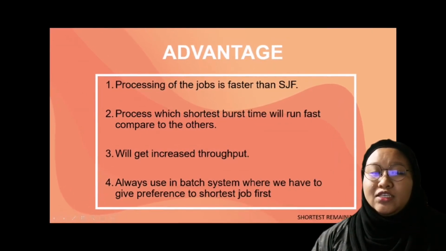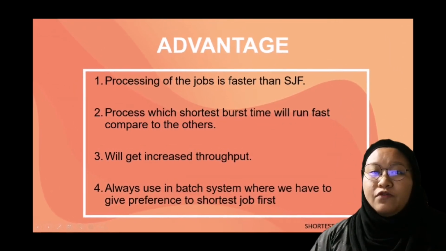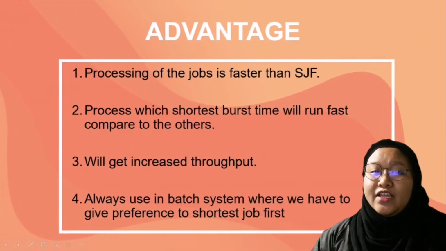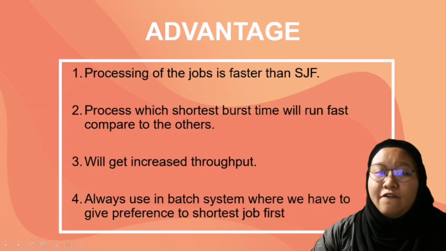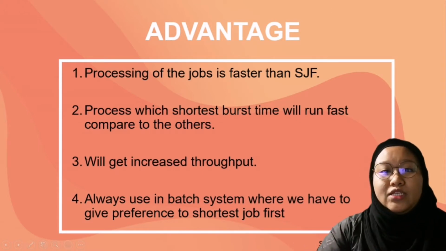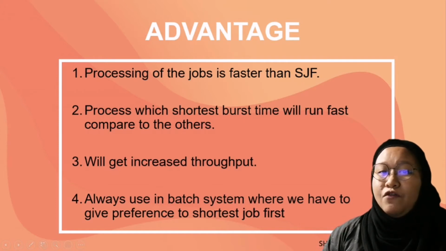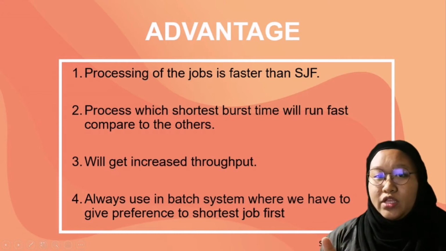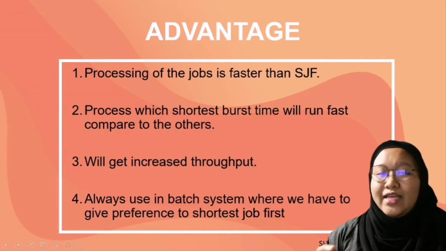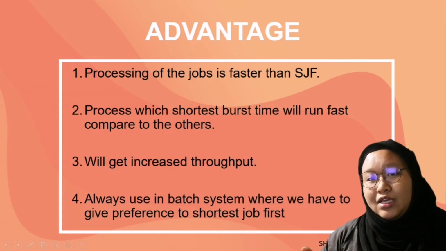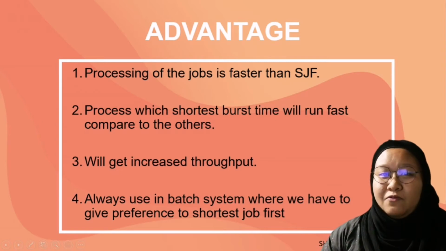The first advantage is that processing of the job for SRTF is faster than shortest job first. The second advantage is that in SRTF, the process with the shortest burst time will run fast compared to the others. For example, the burst time for task 1 is 3. Then the second task, the burst time is 1. So the process will start with task 2 first because the burst time for task 2 is 1, but for task 1 the burst time is 3.